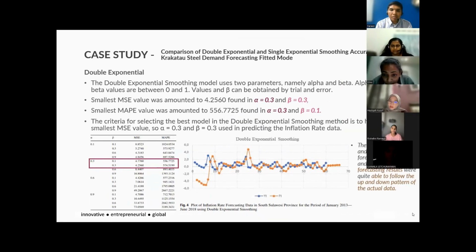If we can see from the graph, the actual data plotted and the result of the forecasting using alpha 0.3 and also beta 0.3 shows the forecasting result is quite able to follow the up and down pattern of the actual data.